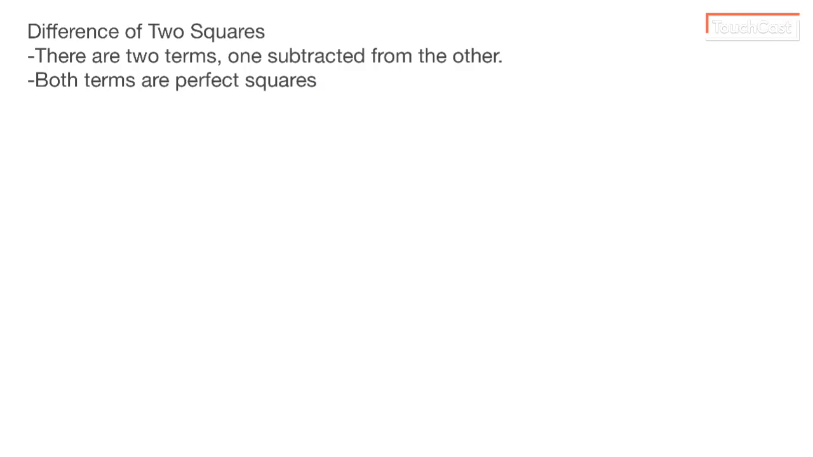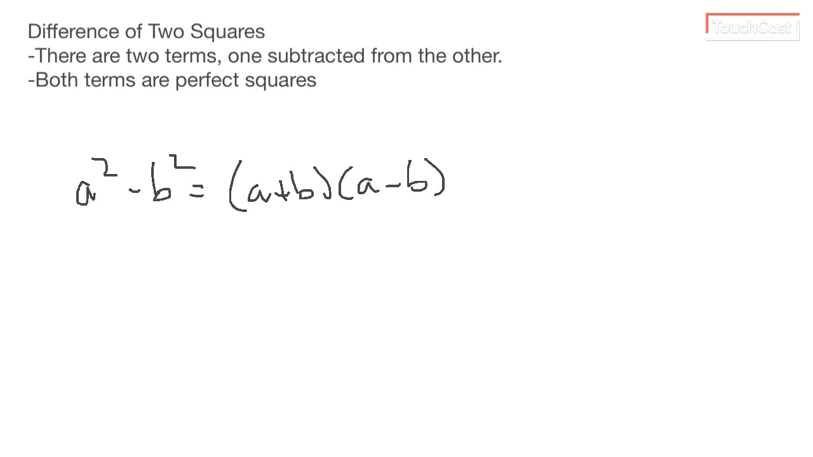So first, I'm going to give you the formula for doing this. What we can say is if we have something that can be written as a squared minus b squared, it factors uniquely. It factors to a plus b times a minus b. And it's the only thing that it can factor to. We cannot have something where it's a squared plus b squared. So let's look at an example.